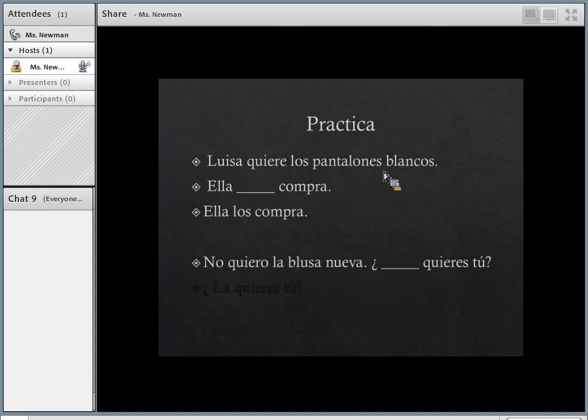In this case, no quiero la blusa nueva. And then we ask a question. Do you want it? So saying, I don't want that new blouse. Do you want it? So what pronoun goes here? Hopefully you got it. It's feminine and singular, so it's going to be la. La quieres tú.